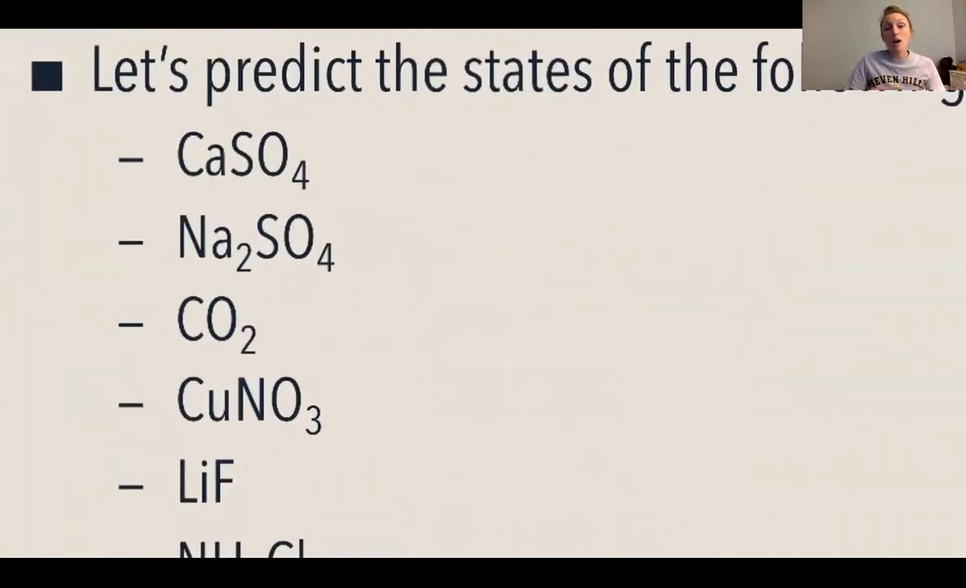CaSO4. Well, my cation, calcium, is not an alkali metal, and my anion is not nitrate or acetate. So this is going to be a solid precipitate. Okay? Sodium sulfate. Sodium is an alkali metal. Sulfate's still sulfate, but we have an alkali metal for my cation. So remember that an alkali metal as your cation means that your substance is always going to be aqueous.